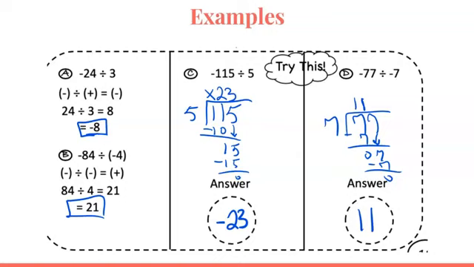So if you understand the rules for multiplying, the rules for division are practically the same. The only difference is instead of multiplying, we're dividing. Remember, same signs give you a positive answer, different signs give you a negative answer.